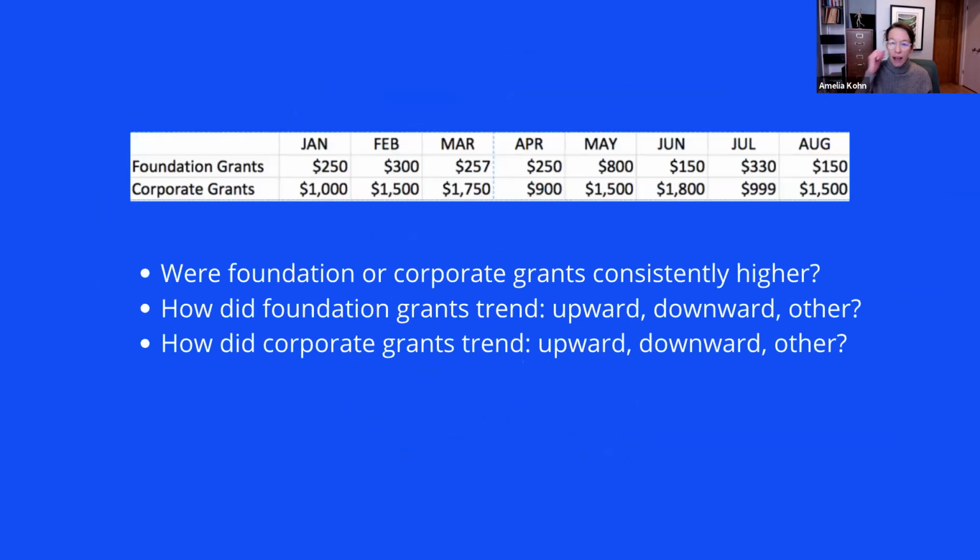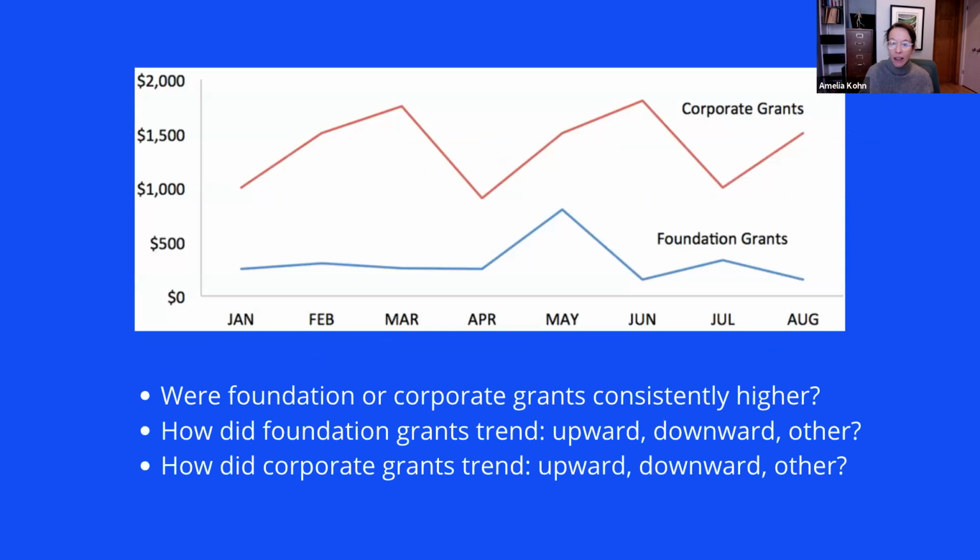Okay, here's another quick test. I'd like you to try to answer these 3 questions using the very simple spreadsheet you see above. Were foundation or corporate grants consistently higher over time? And how did foundation grants trend over time, as well as how did corporate grants trend over time? Okay, again, 2 more seconds, because if I show you the exact same data using a graph, it's much easier, right, to understand.